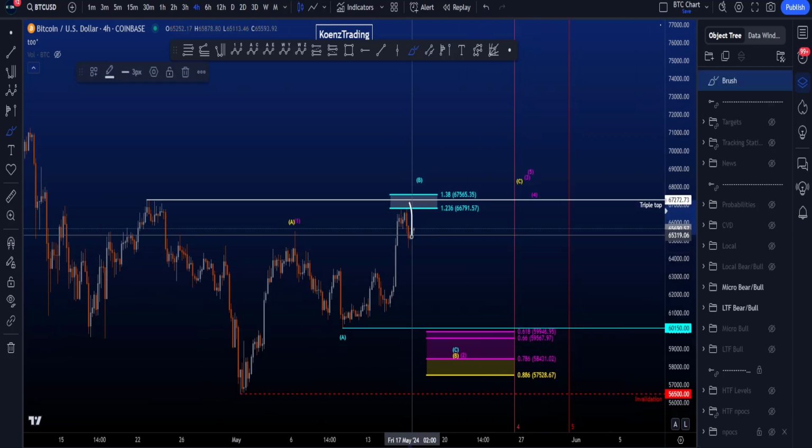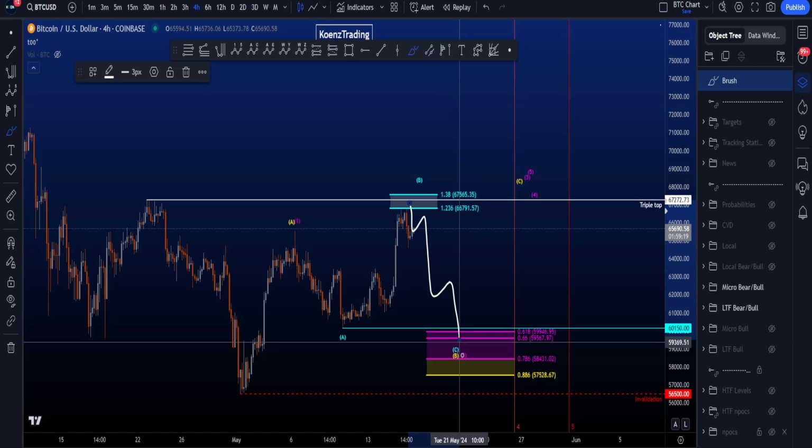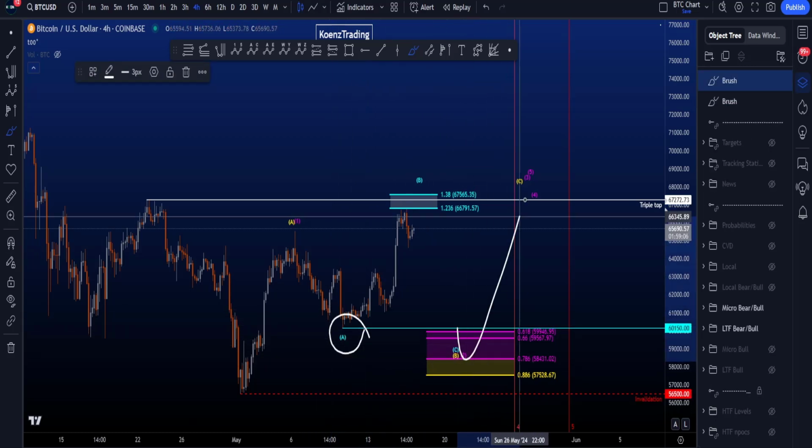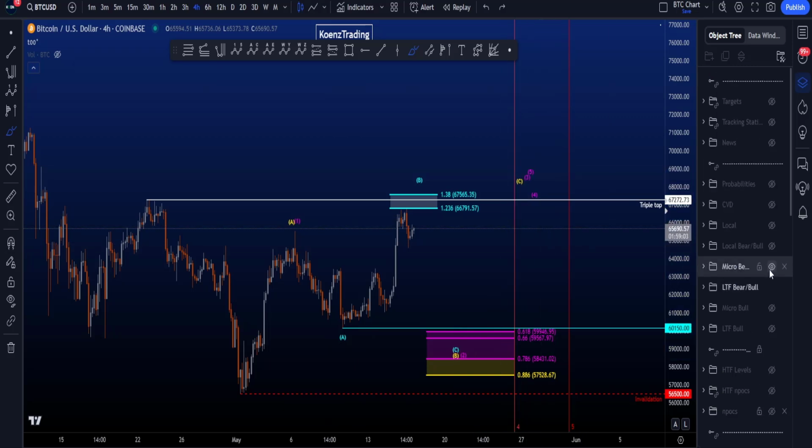67.2k. In this scenario, we are then looking for an impulsive structure to the downside, 5 waves, moving below this wave A, after which we look for support and continuation to the upside.